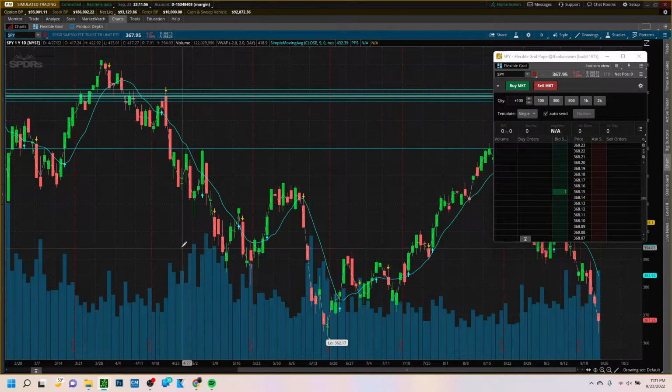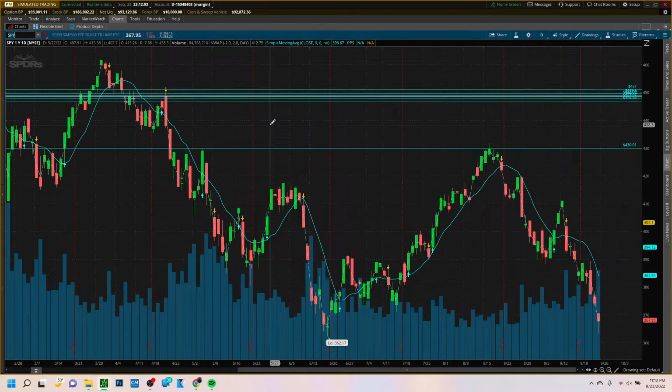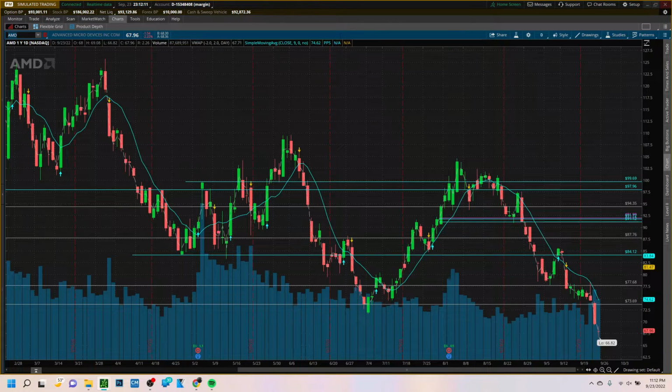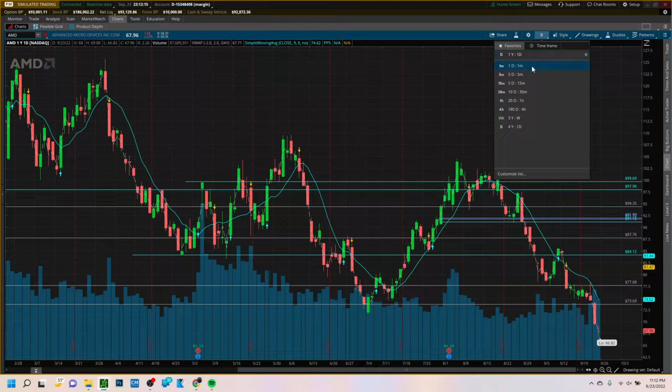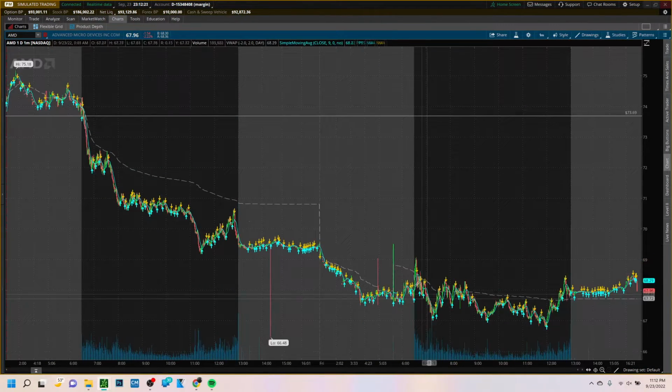Let's use an example of a failed breakout strategy, because that's one of my personal favorites. Let's close this down. And we're going to look at AMD on a 1 minute chart, because I think the market was pretty bad today. So let's look at AMD on a 1 minute chart, and let's see if we can find some failed breakouts.